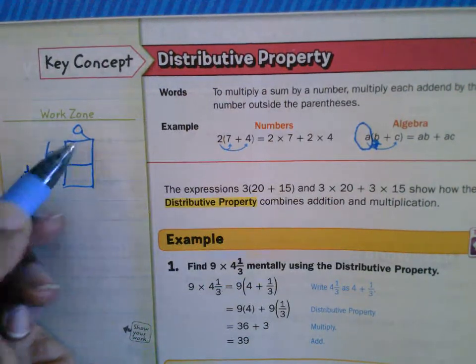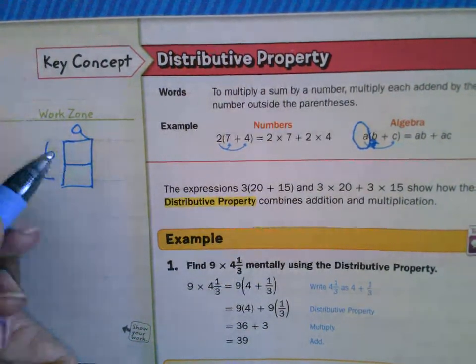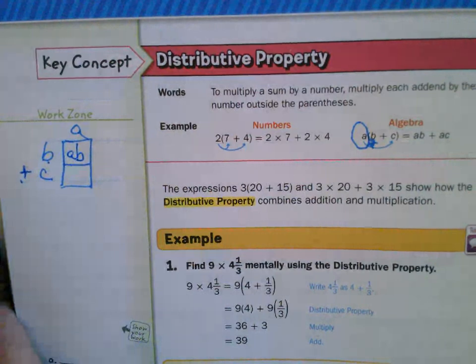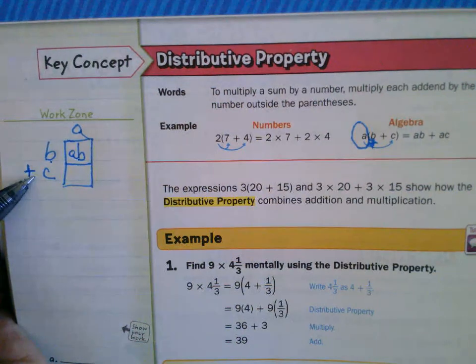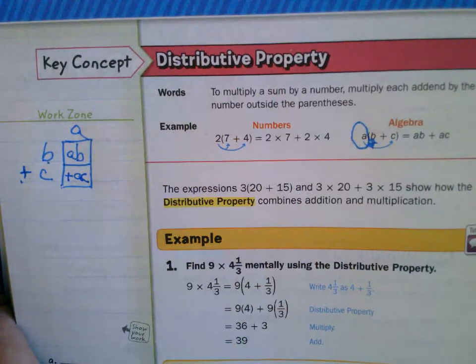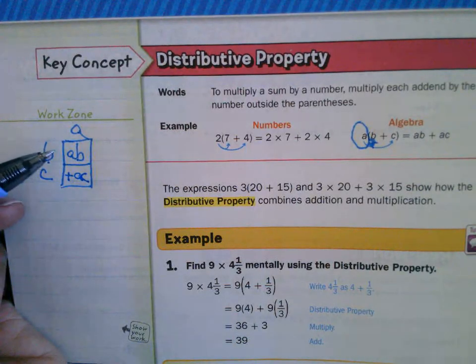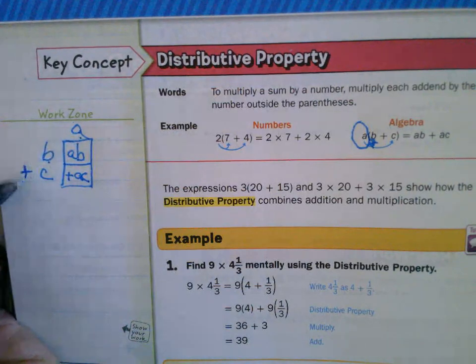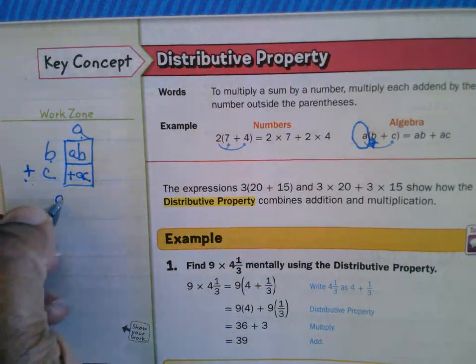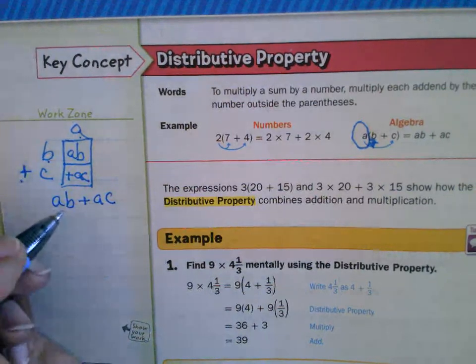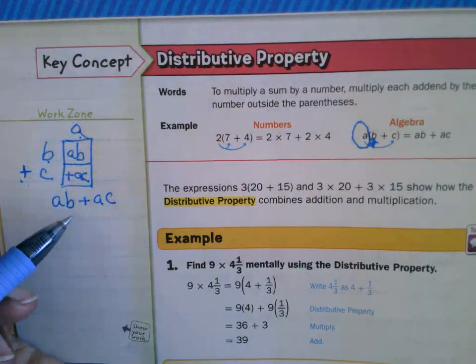Now, in order to get in the box, you have to multiply. So A times B is going to be AB. That's multiplication. And A times C is going to be positive AC. So the sum of A times B plus C is equal to AB plus AC. That is the distributive property only using variables.